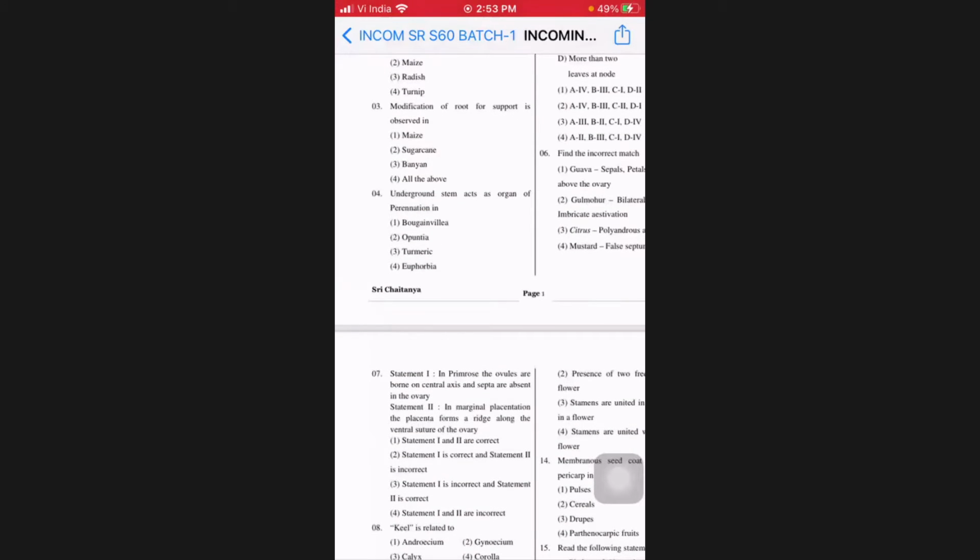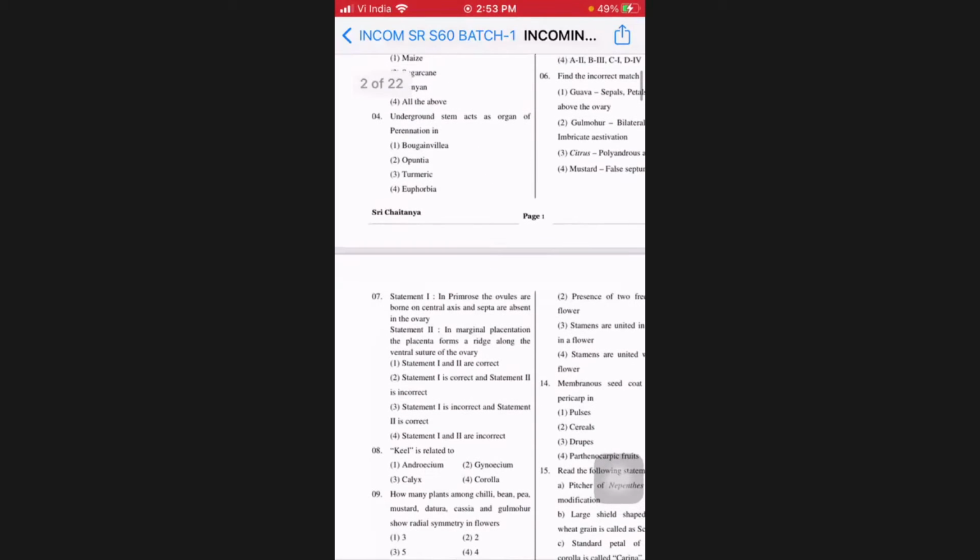Question number 3. Modification of root for support is observed in, tell me, Nana. All of the above. In maize it was stilt roots. In sugarcane it was stilt roots. In banyan tree, prop roots. All were providing mechanical support. It can even be balancing roots also, if given, as in Pistia.